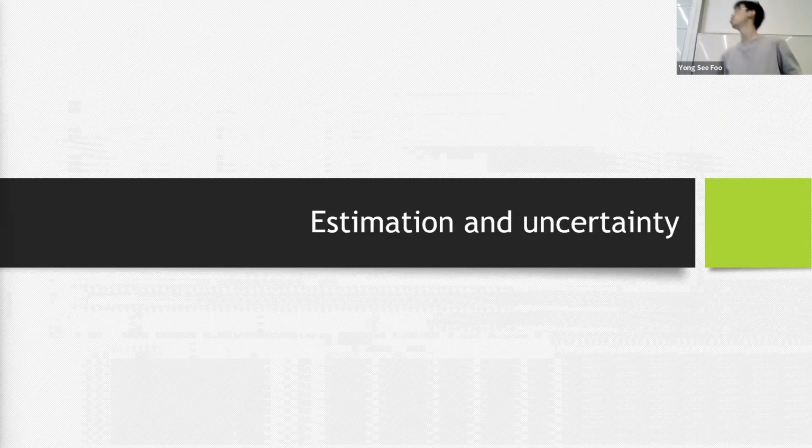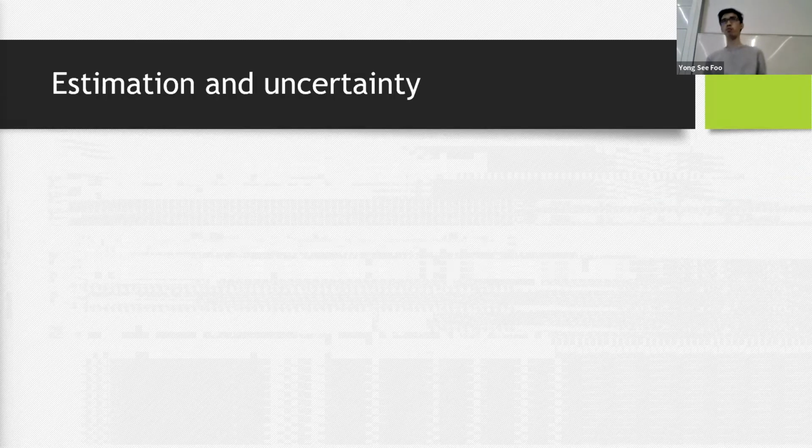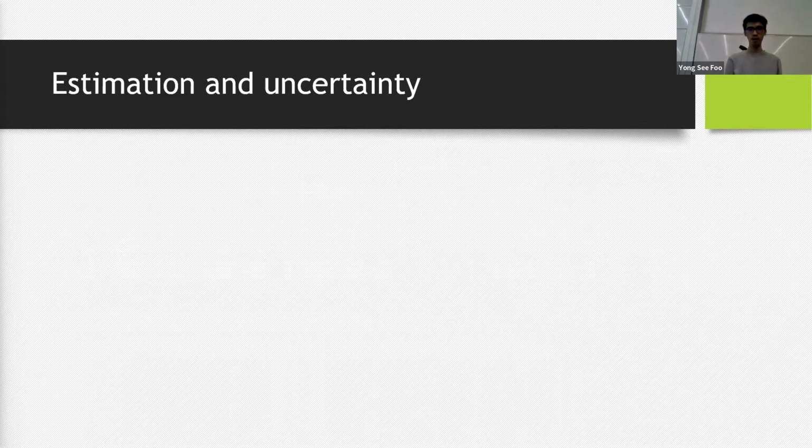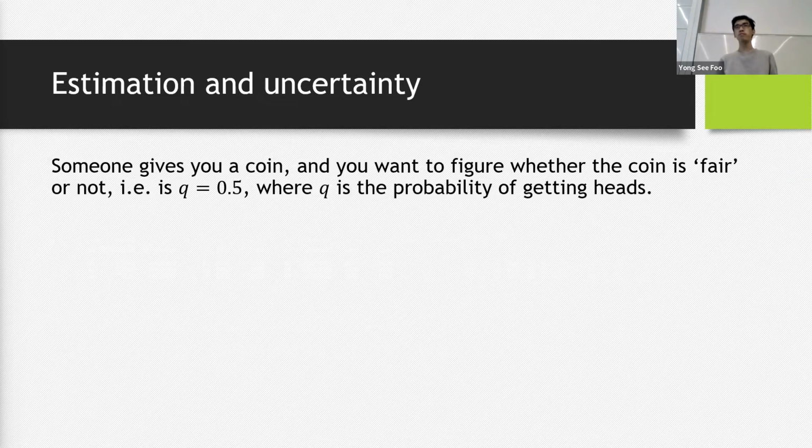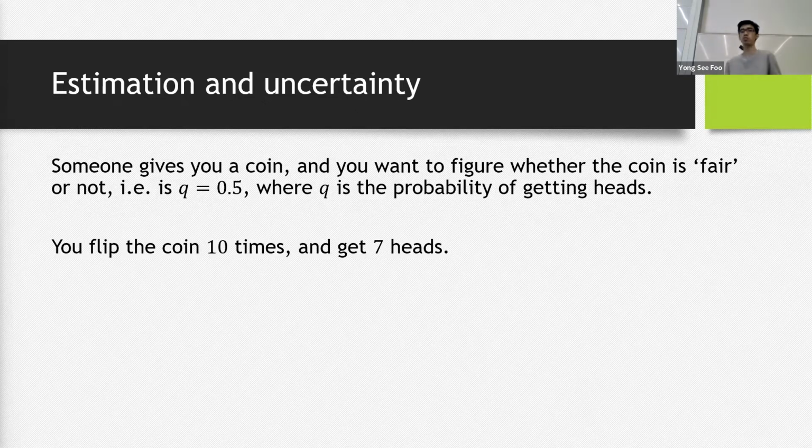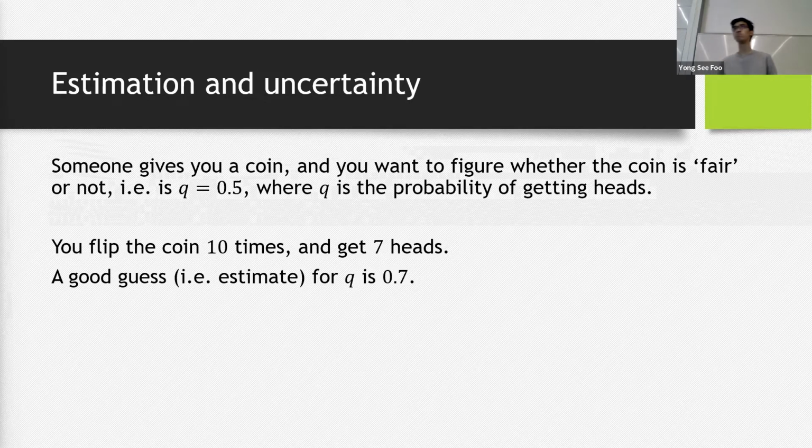So let's go on. We're going to talk about why we care about estimation and uncertainty. Here's a toy problem that people who teach probability really like to talk about. Say someone gives you a coin, and you want to figure out whether the coin is fair. That means, does it turn up heads 50% of the time? Okay, so you probably flip it a few times and try to make some sort of estimation of Q. So let's say you flip the coin 10 times, and you get 7 heads. And I ask you to estimate Q, you probably would say 0.7.